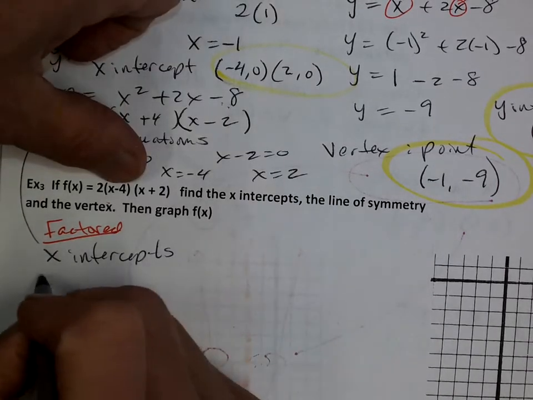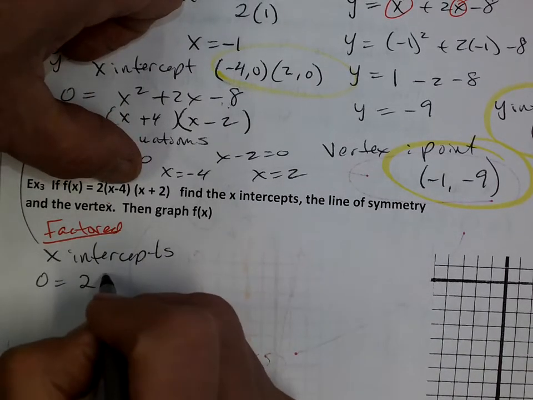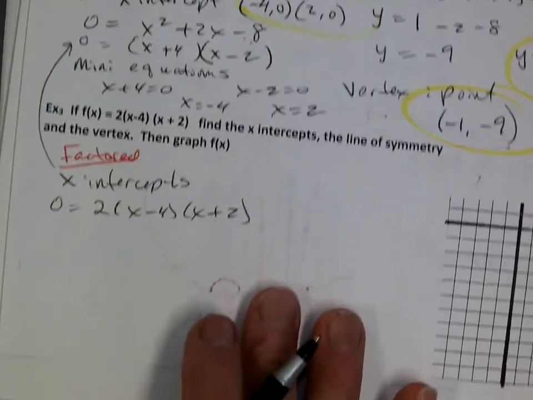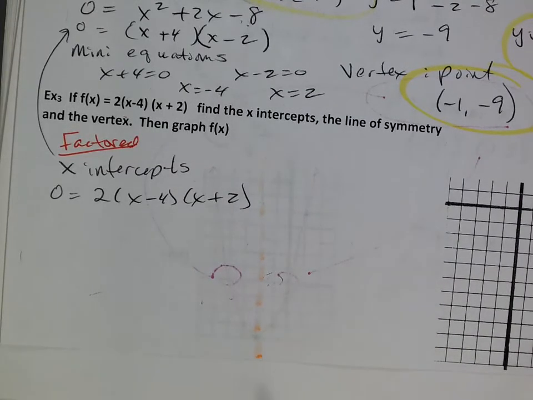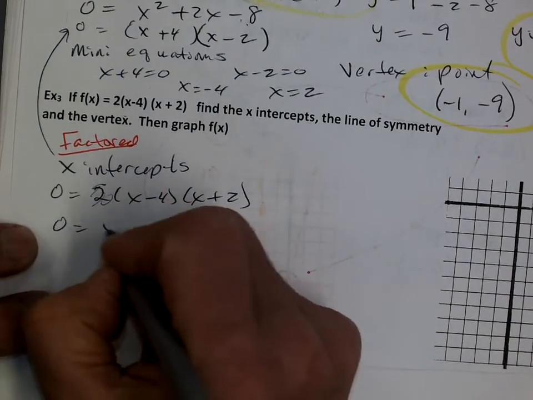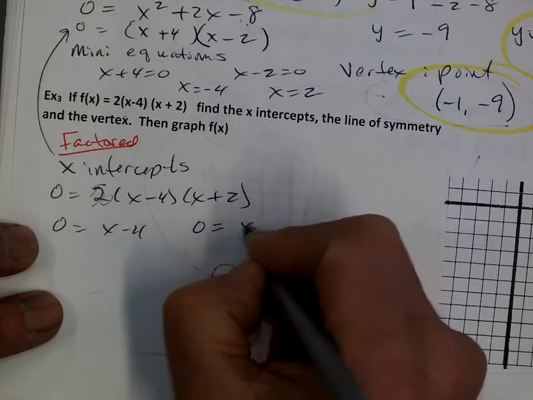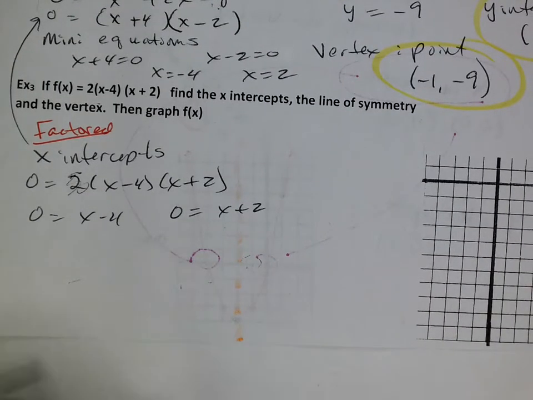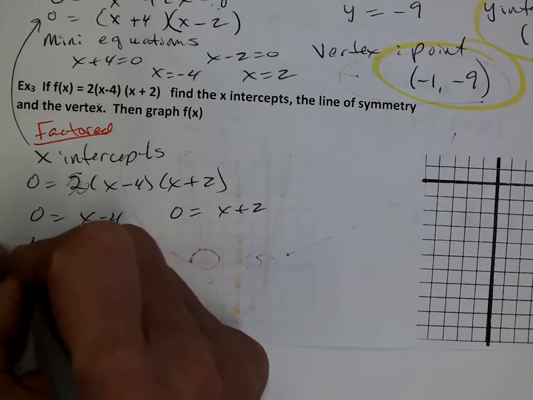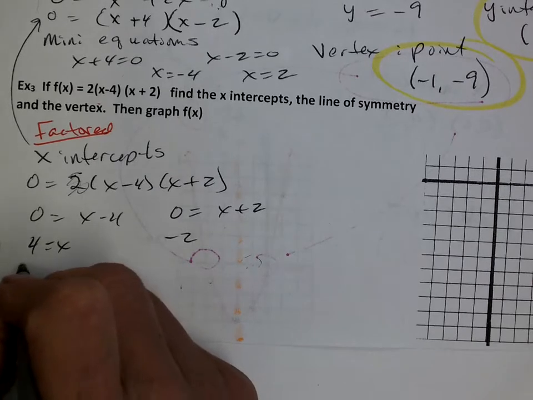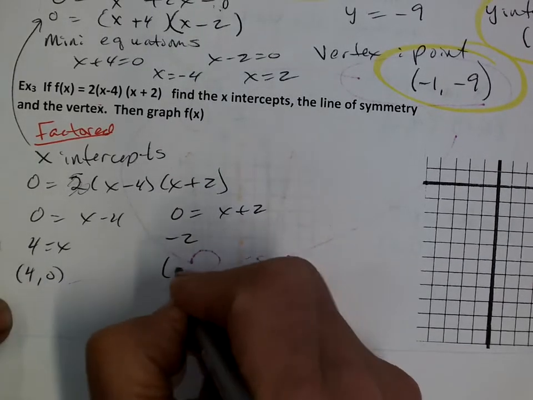And I know I'll have 0 equals 2 times x minus 4 times x plus 2, right? The 2 doesn't have an x, so we don't need the 2. Or we can divide by 2. So let's see. Get a 0 equals an x minus 4 and a 0 equals an x plus 2, right? Those are my mini equations. So I'm getting the x-intercepts first. So if I add 4, I subtract 2. So I got my x-intercepts at 4, 0, and negative 2, 0.